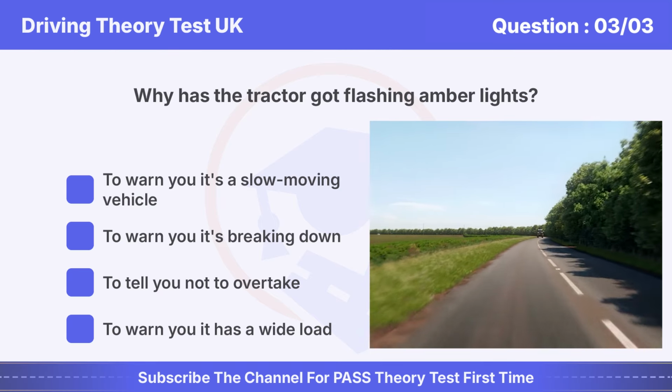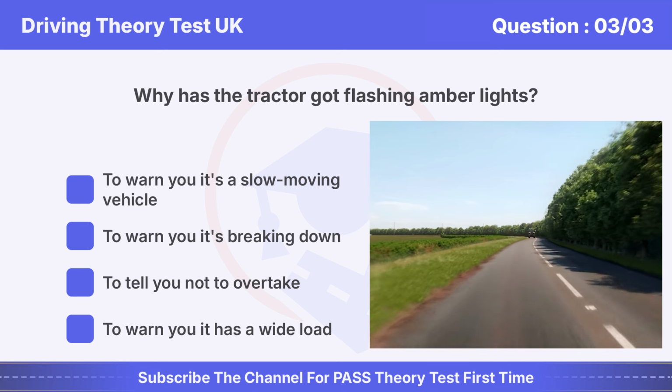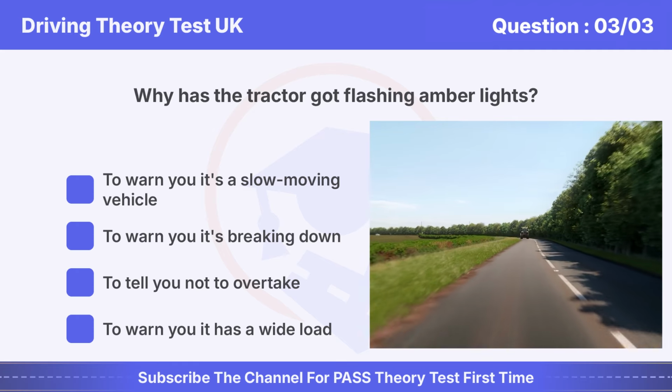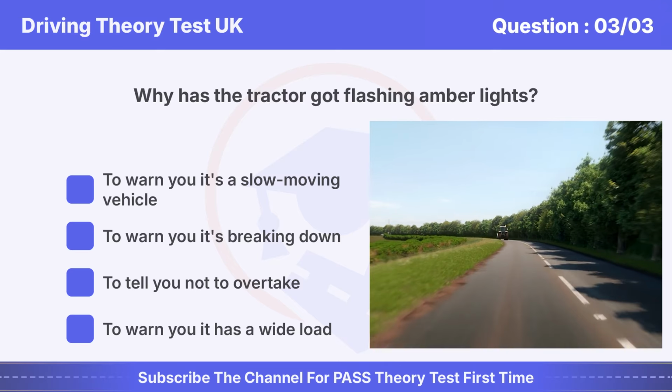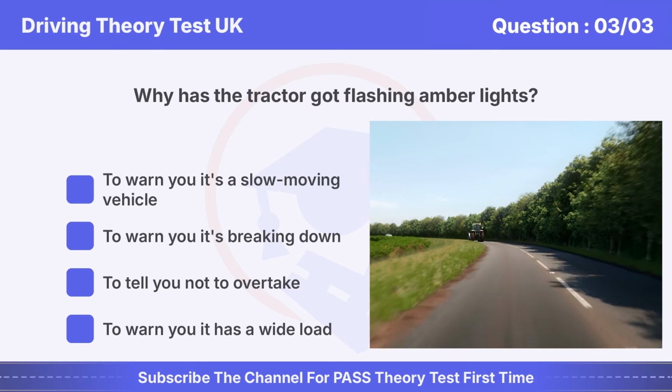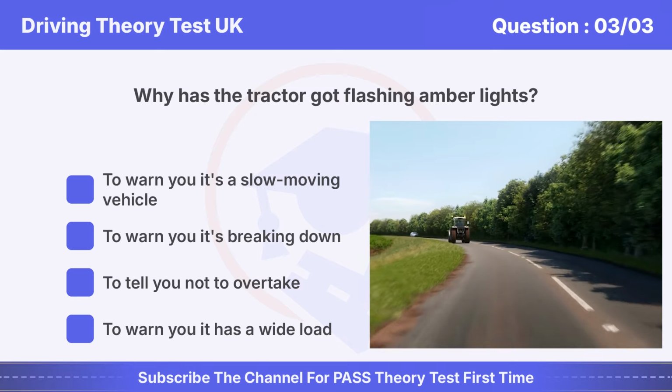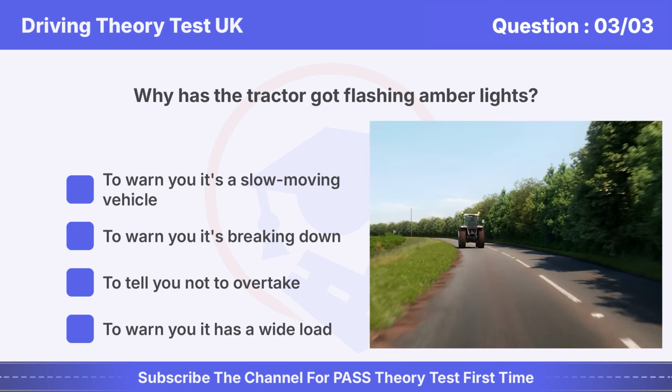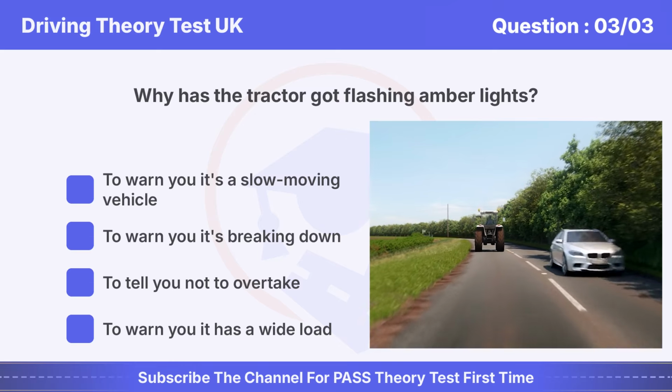Question 3. Why has the tractor got flashing amber lights? Option A. To warn you it's a slow-moving vehicle. B. To warn you it's breaking down. C. To tell you not to overtake. D. To warn you it has a wide load.